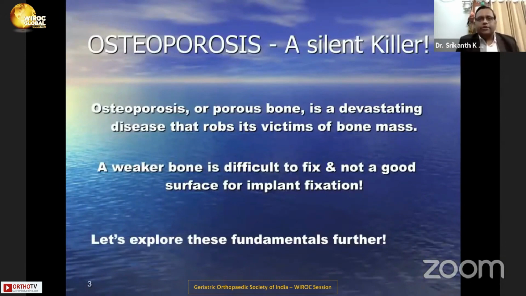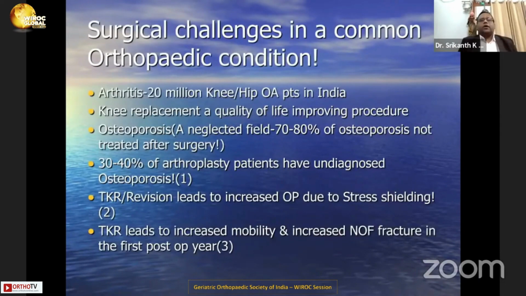Coming to the subject matter of today, osteoporosis, we all know it's termed as a silent killer. Osteoporosis, or porous bone, is a devastating disease that robs its victims of bone mass. A weaker bone is difficult to fix, as we all know, and not a good surface for implant fixation. Let's explore these fundamentals a bit further. What are the surgical challenges in this very common orthopedic condition?